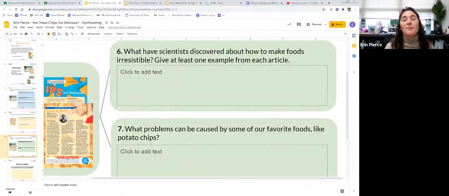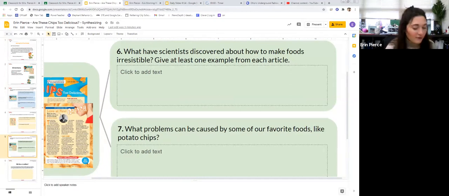All right, let's think about both articles. Question 6. What have scientists discovered about how to make foods irresistible? Give one example from each article. What have scientists discovered? There's 2 things about scientists. I can think of the second article, what they've discovered. What are we thinking about from the first article? So we're doing it in order. What have scientists discovered?